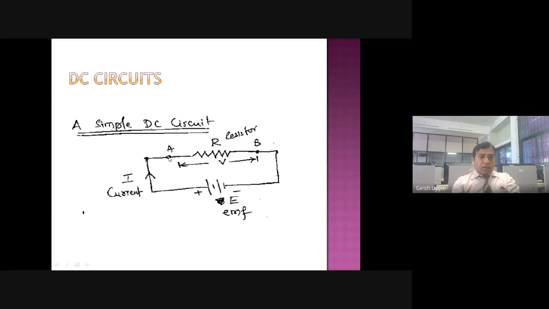And the resistor is connected between points A and B. The voltage across the points A and B is called the potential difference across the resistor, or you can just say the voltage across the resistor V. When we are using the different terminology, the electromotive force EMF, voltage, voltage difference, electric potential, for all practical purposes, you can think those are similar entities, or they are synonymous.